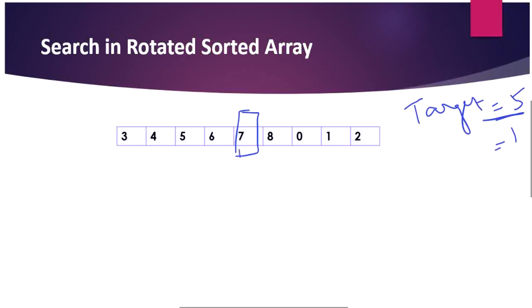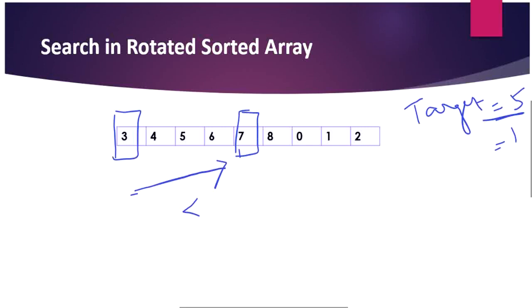That is, which side is the strictly increasing side. To find that, we have to compare our mid value with the leftmost value. If the leftmost value is less than the mid value, then it is an increasing side. So we found our first sequence is going to be strictly increasing.